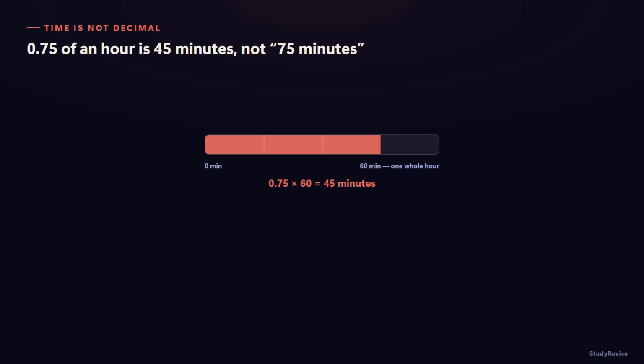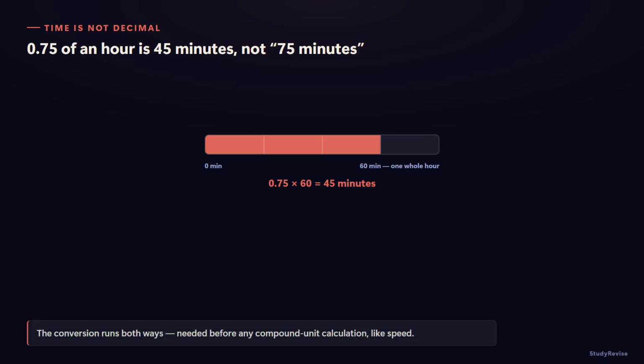45 minutes. The same conversion has to run in the other direction too, before compound unit calculations like speed, which need time in a single consistent unit. 45 minutes becomes 0.75 of an hour, not 0.45. Skip that conversion, or do it the wrong way round, and every calculation built on top of that time value comes out wrong, however careful the rest of the working is.